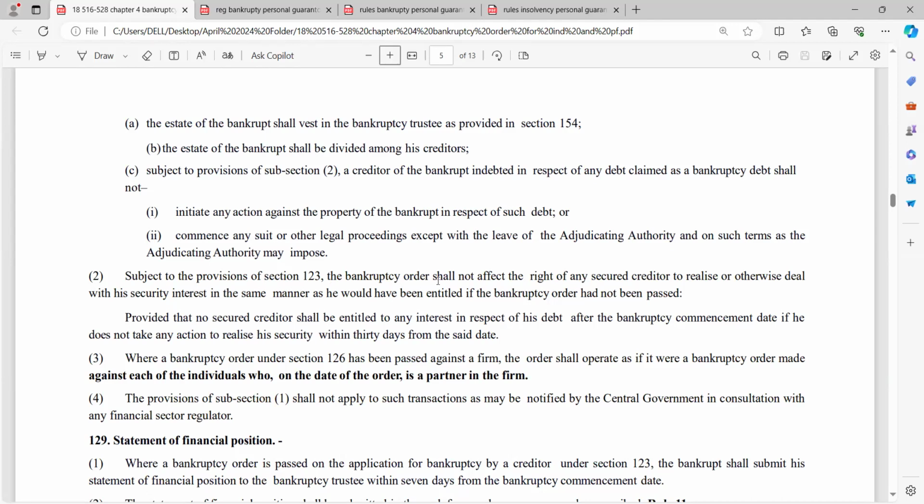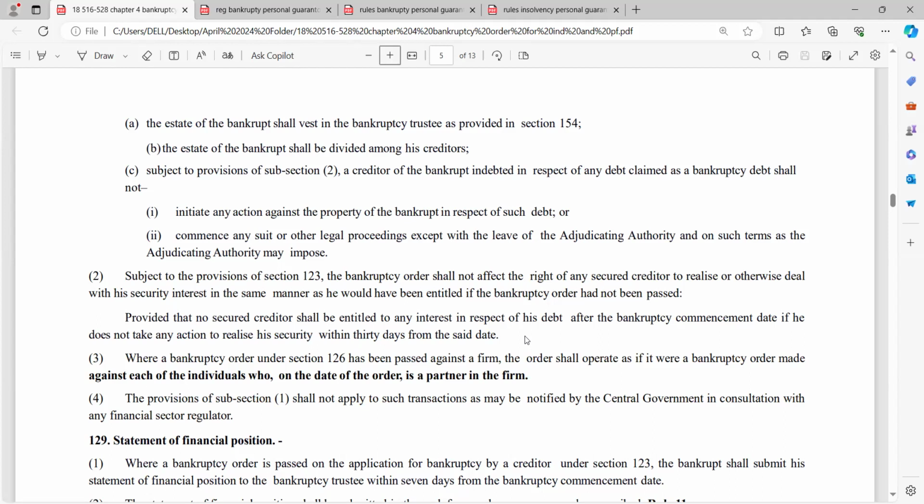Okay? The bankruptcy order shall not affect the rights of any secured creditor to realize or otherwise deal with the security in the same manner as he would have been entitled if the bankruptcy order had not been passed. Provided that no secured creditor shall be entitled to any interest in respect of his debt after the bankruptcy commencement date if he does not take any action to realize his security within 30 days from the said date. So he has to take action. He has to realize the security within 30 days from the said date.